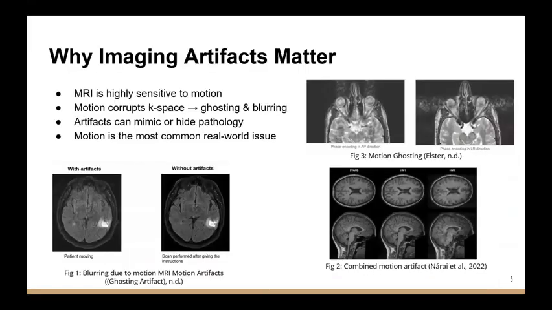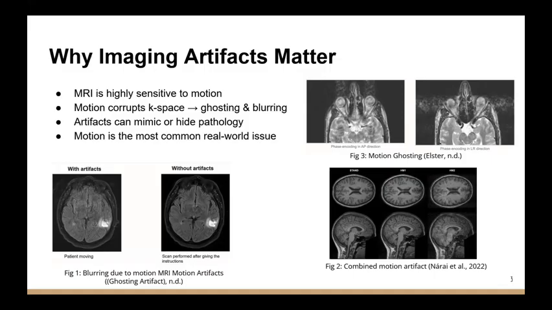Why imaging artifacts matter. You'll notice that MRI is extremely sensitive to motion. Even small movements like breathing or slight head motion corrupt individual lines of K-space during acquisition. When this happens, the final reconstructed image shows ghosting or blurring, like the example shown here. This is a major clinical issue because artifacts can mimic a disease, like making a normal structure look like a lesion or hide behind pathology completely.